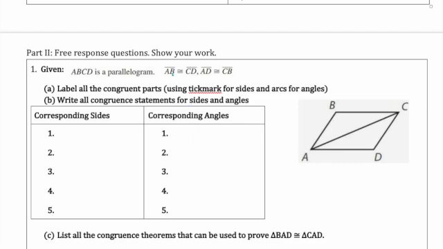Okay, so AB is congruent to CD. These are tick marks. And then we have AD is congruent to CB. Okay, and it's a parallelogram, so I know this angle is congruent to this angle, and this angle is congruent to this angle because of alternate interior angles. And in a parallelogram, I also know opposite sides are congruent. I mean, opposite angles are congruent.